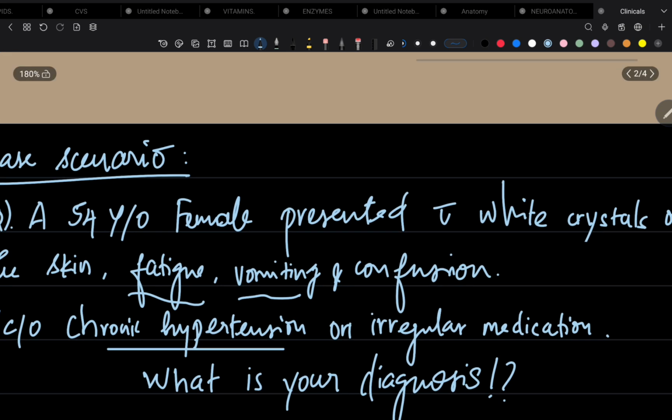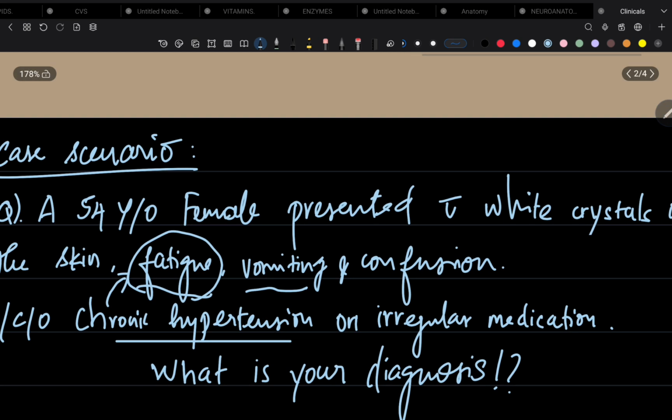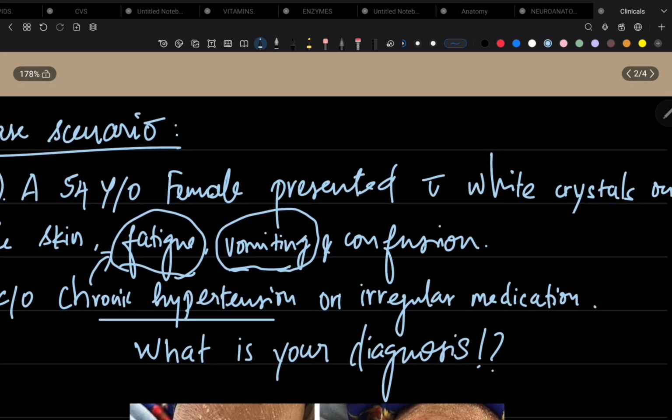Also, the history favoring the involvement of renal system is fatigue. Since the patient has fatigue, she might be having anemia. You would have known that chronic disease can lead to anemia, that is called anemia of chronic disease. We'll discuss it in a separate video. And also she has vomiting. It can be due to accumulation of certain unwanted metabolites in our body, for example urea or ammonia.